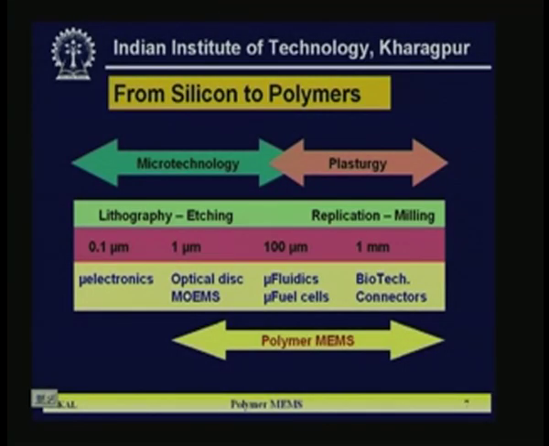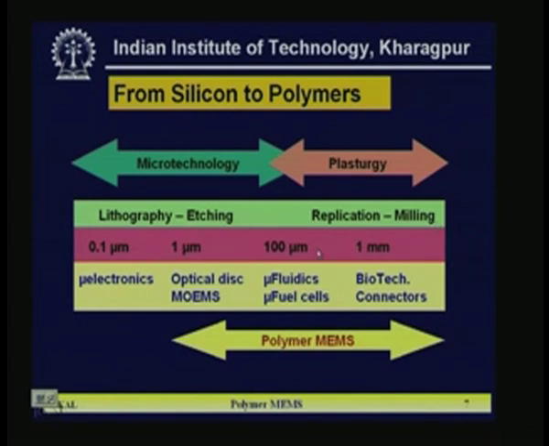Now, if you move from silicon to polymers, what is the comparison? In this diagram you can see one side is microtechnology, the other side is plastergy, which is basically the polymer related processing. In microtechnology we go for lithography and then etching. That is the main MEMS process in microtechnology. If we can go lithography up to 0.1 micron, then we call those areas real microelectronics. 0.1 micron means silicon microelectronics including MEMS. If you go for optical disc MEMS, you need 1 micron. On the other hand, in plastergy, the main technology is replication and milling.